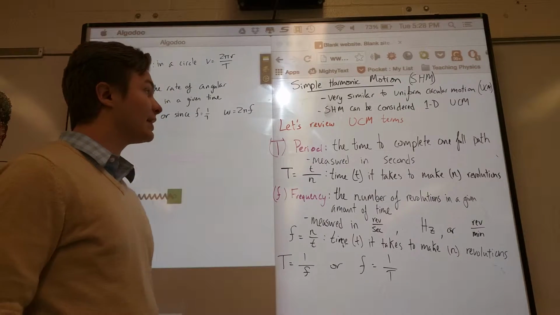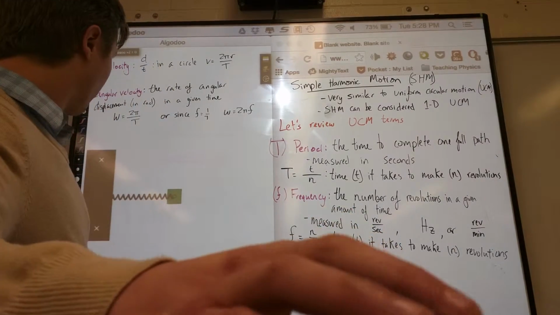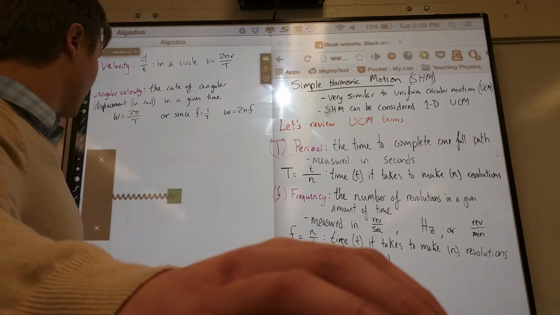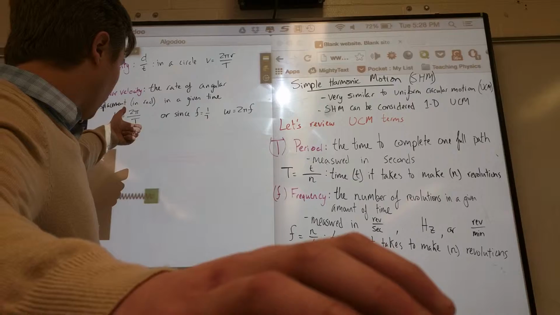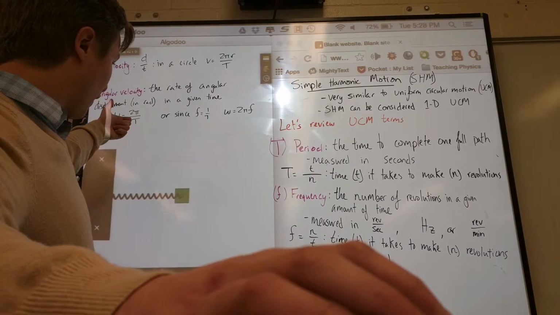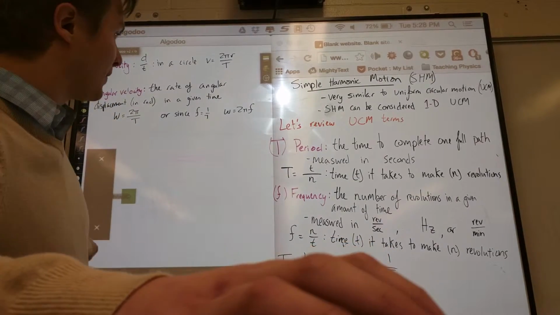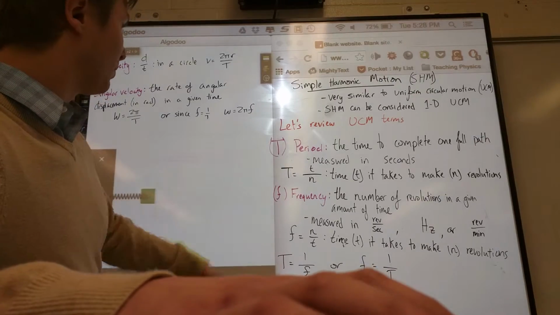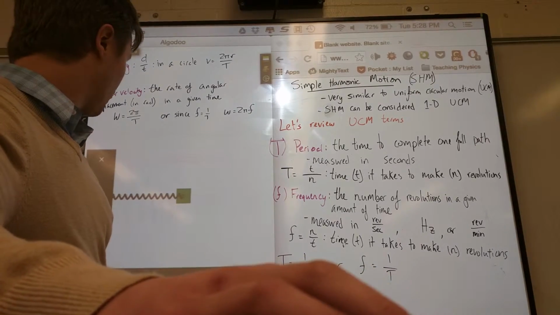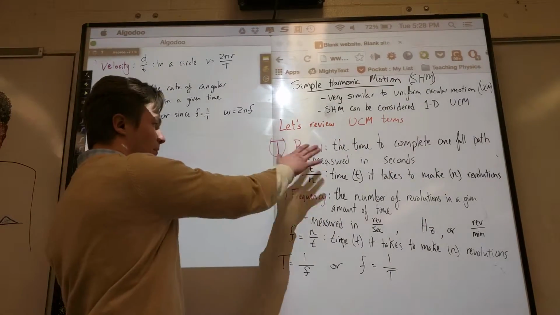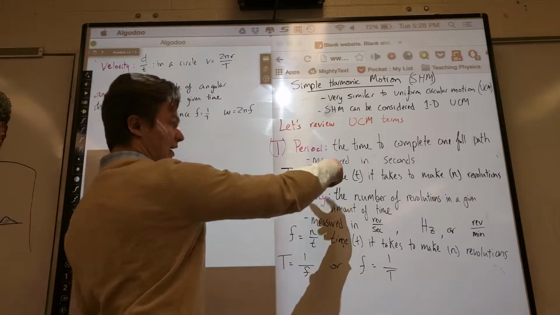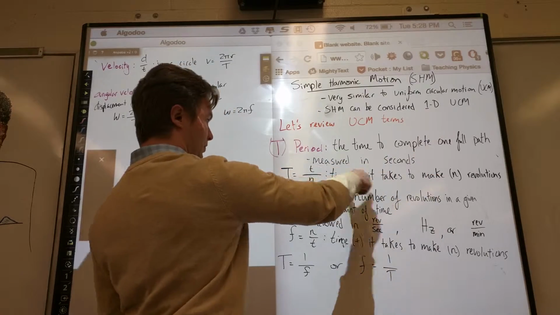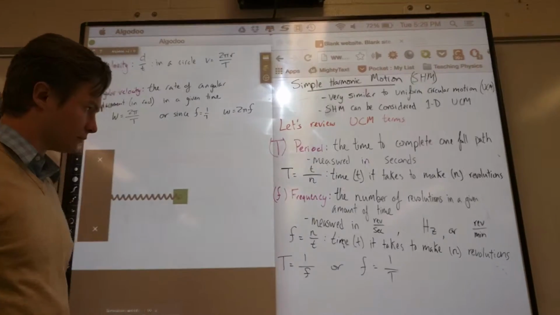So the period is the time it takes to complete one full path. If I start this in motion, it would be like setting my timer here, go, and when it gets back to that point, now that would be my period, the time it takes to go on one complete path. And we typically measure it in seconds. An expression for this would be the time it takes to make any number of revolutions, N, is T over N.